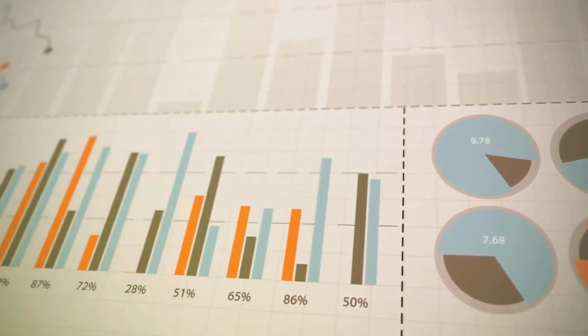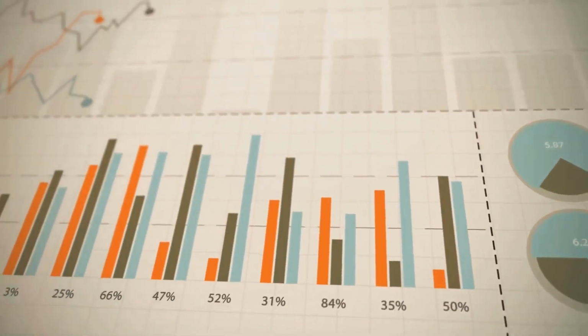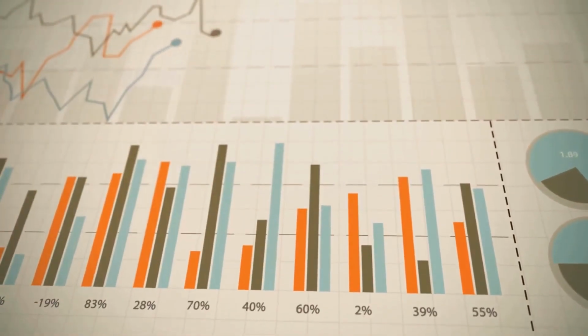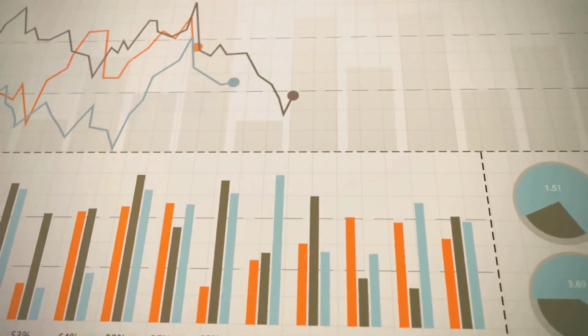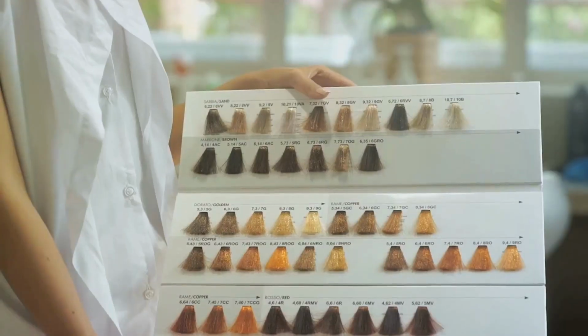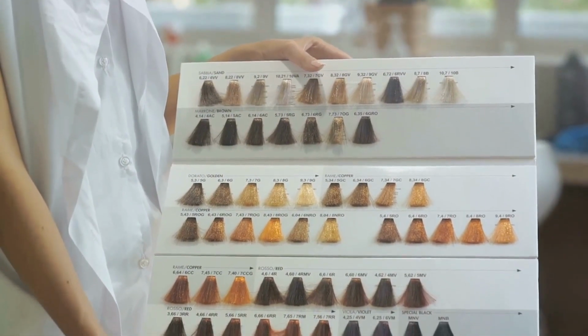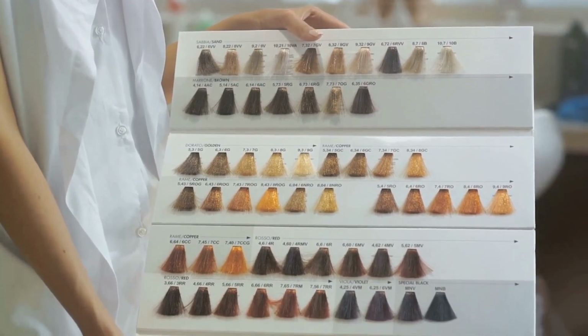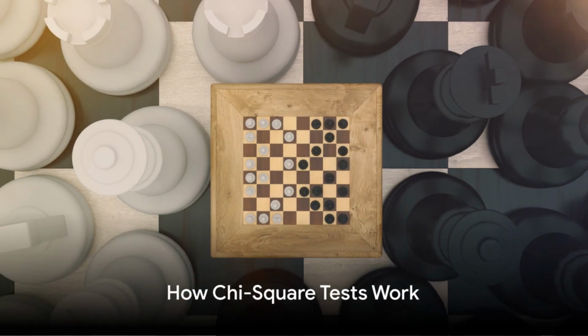Chi-square tests, named after the Greek letter chi, are a statistical method used to determine if there's a significant association between two nominal variables. Those are variables that can be placed into categories such as hair color or car brand. But how do chi-square tests work?